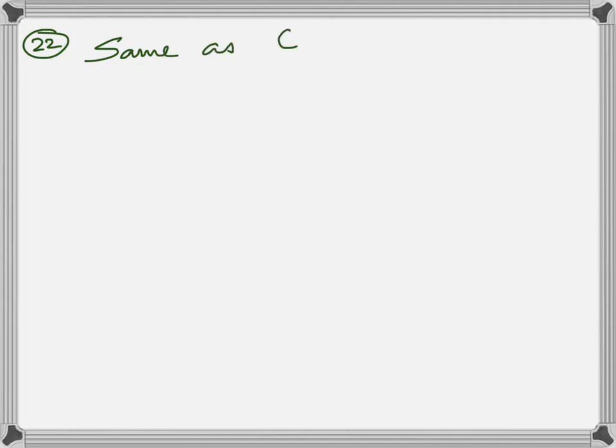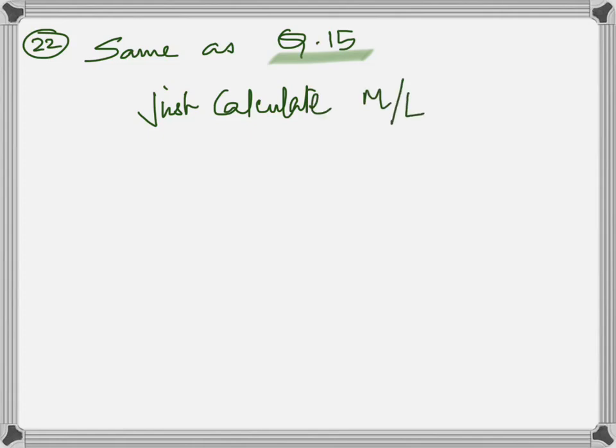22. This is the same question that was done a few questions back, and same idea. It's the same as question 15. In fact, just calculate mass by length from the same equations given there. You will get 5.6 gram per meter.